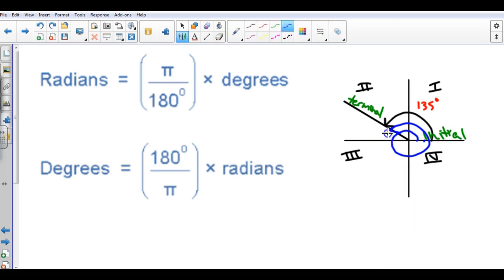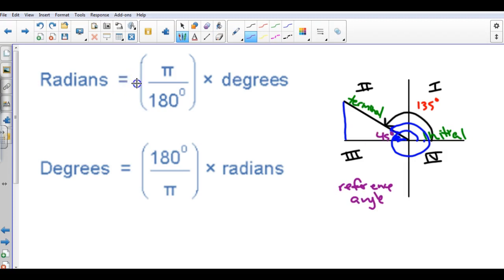And then lastly, the angle that's produced between the terminal side and your x-axis, so this little guy right there, that is referred to as the reference angle. Okay, that's just a weird R. Reference angle. And that would be, in this case, 45 degrees.